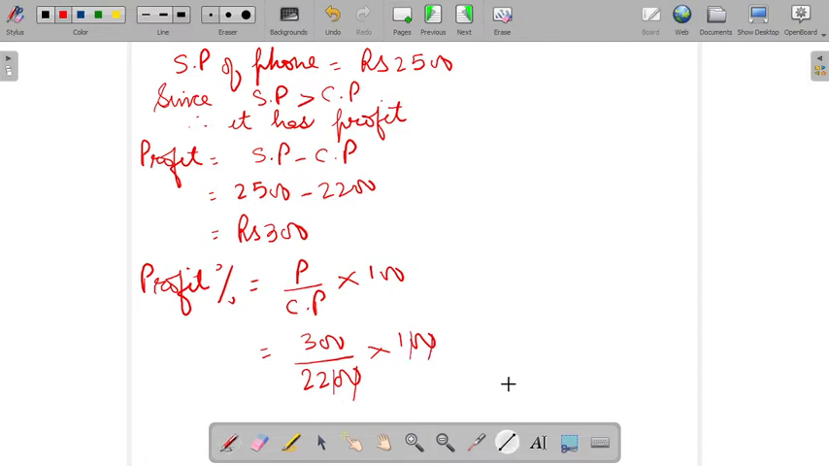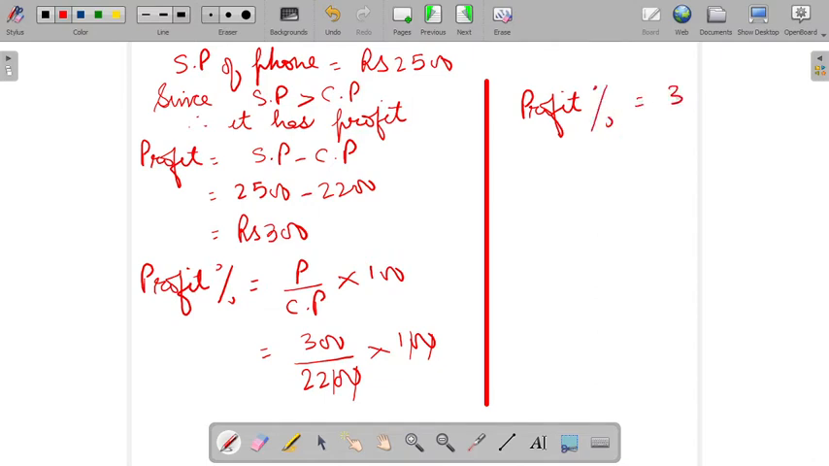So profit percent would be 300 upon 22. You can cancel it further by 2, giving 150. So this is equal to 150 upon 11. 150 divided by 11 comes as 13.63%. So this would be the profit. Now next question.